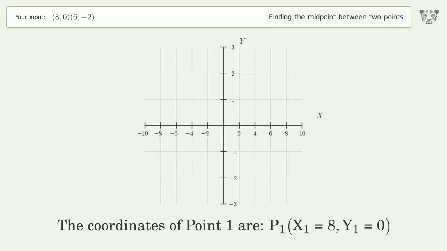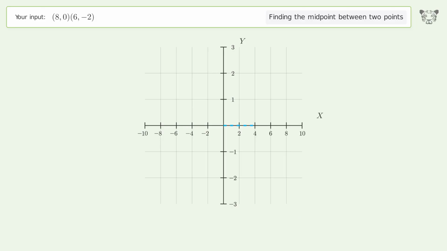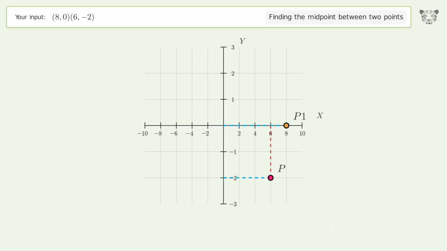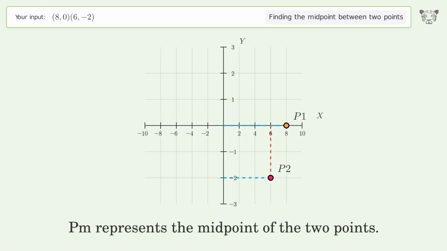The coordinates of point 1 are x1 equals 8, y1 equals 0. The coordinates of point 2 are x2 equals 6, y2 equals -2. PM represents the midpoint of the 2 points.